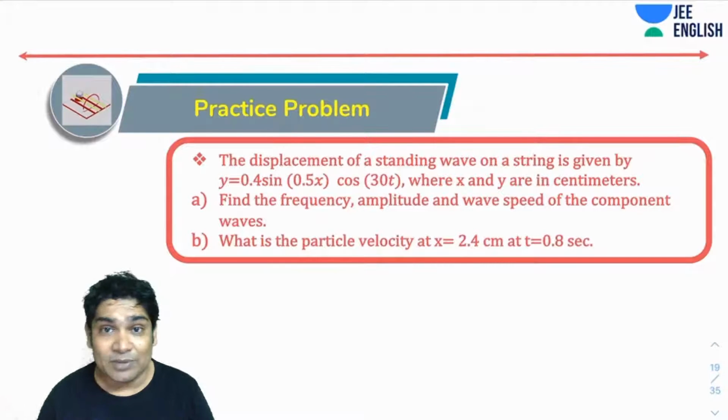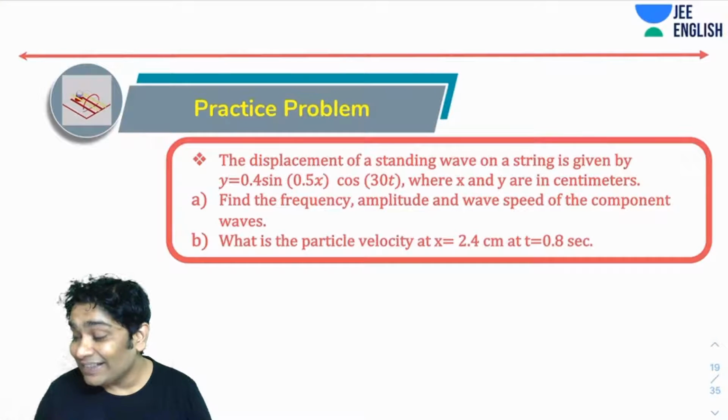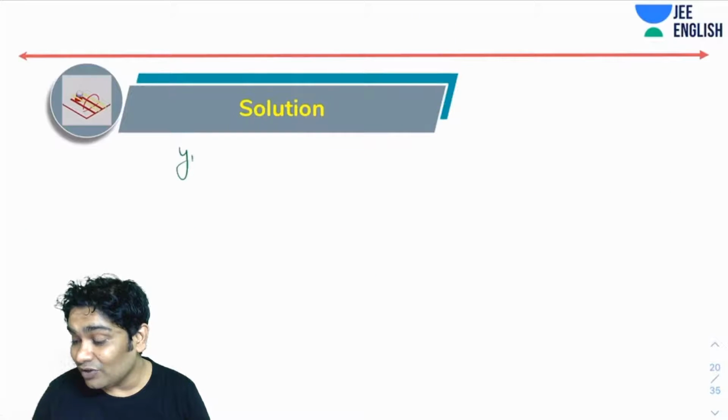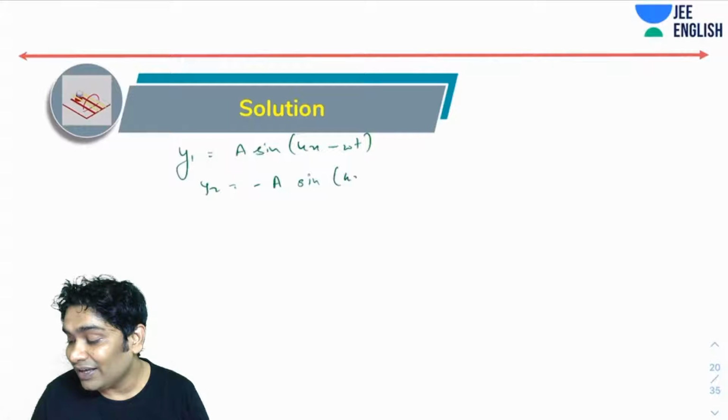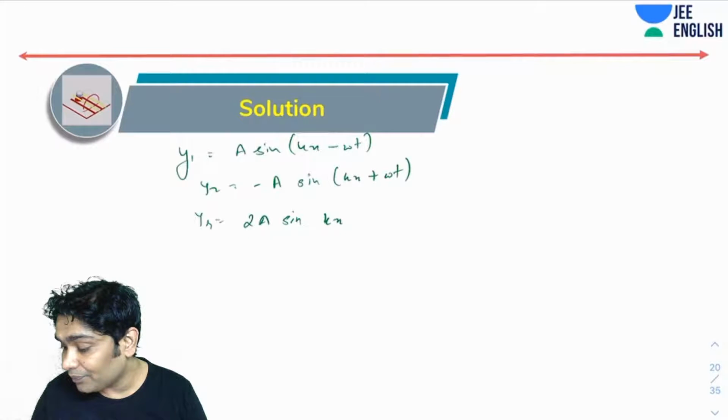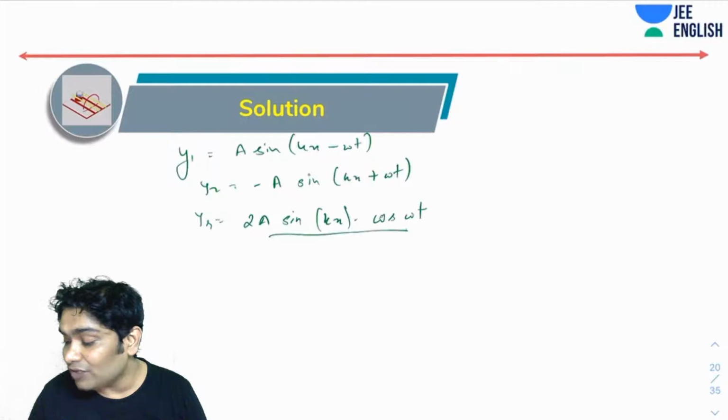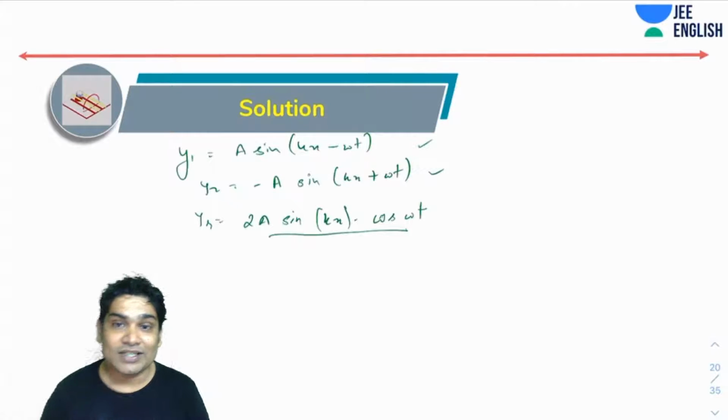I hope everybody is able to solve this. This is very easy. This is of the form of this. You should know that if the individual waves were a sine(kx minus omega t), and the other wave was minus a sine(kx plus omega t), then the resultant wave takes the form of 2a sine kx times cos omega t. So I know it in this form, so these must be my two individual waves.